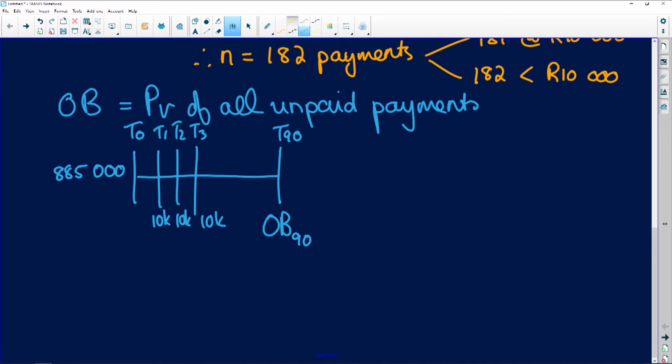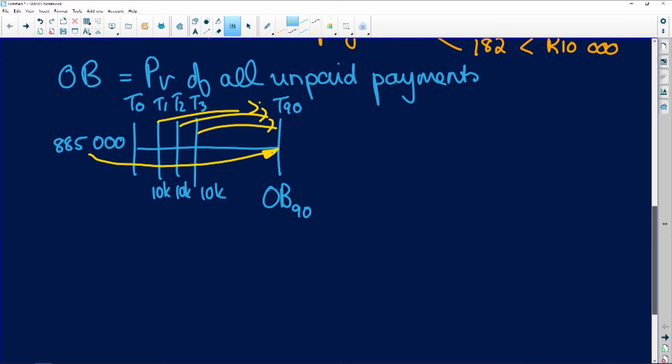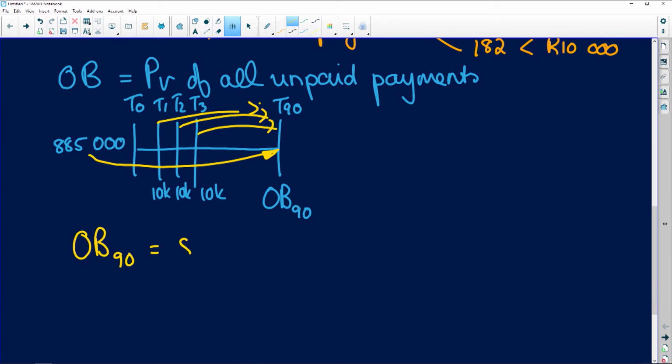Okay, so this is what's going to happen in theory. We're going to take this forward by normal compound interest, and then we're going to find the sum of the annuity if we take all of these payments to the same place, which lies over there. Okay, so let me just move up a little bit. Our outstanding balance at 90 is going to be this 885,000, going forward 1,00916 recurring for 90 payments, okay, because we want the outstanding balance at 90.